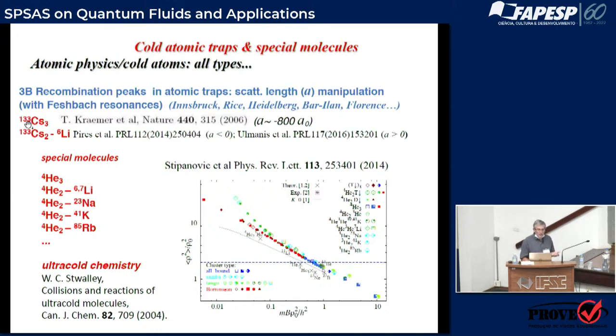But there are more, not only systems of three identical atoms, but also mass asymmetric systems. And there are also special molecules. We already talked about the helium trimer, but you have other combinations that form weakly bound systems. This also allows you to think about ultra-cold chemistry, because the binding energies are so tiny. You collide them to see the effects of these collisions without breaking up everything, so you really have to be at very cold, very low temperatures.